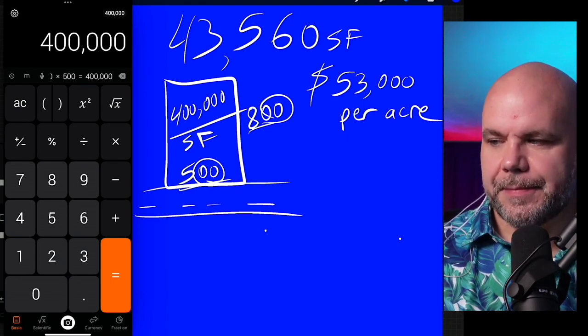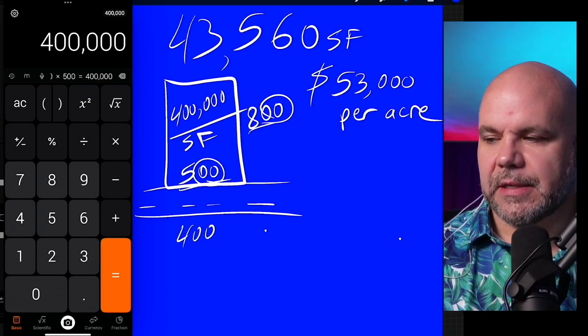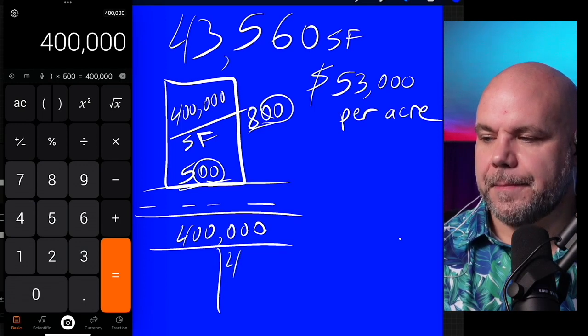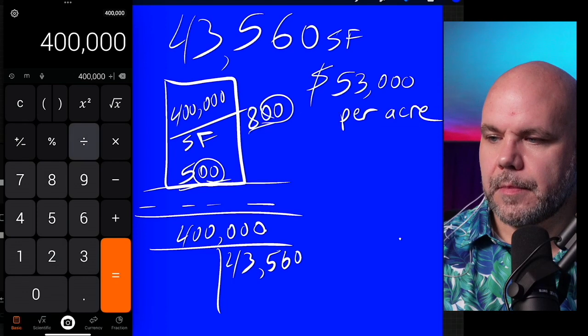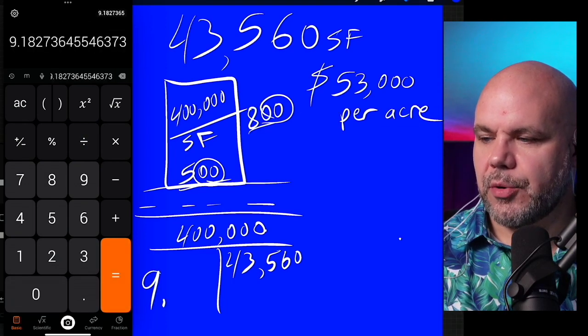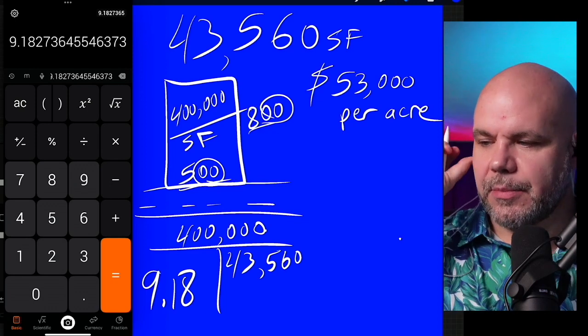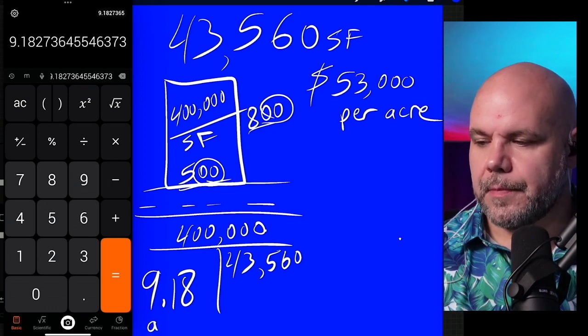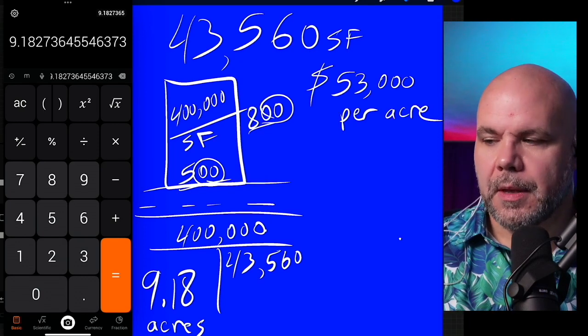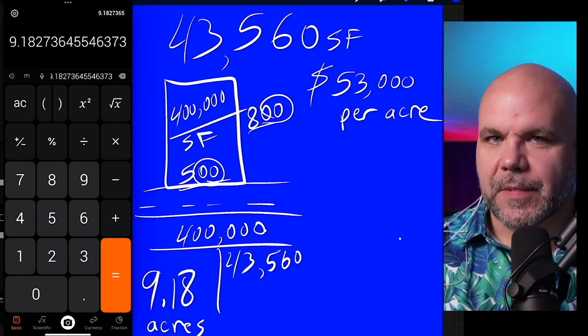400,000 square feet. Now we convert 400,000 square feet into acres, number of acres, by dividing it by 43,560. That gives us 9.18, we'll just call it 9.18 acres. That's how big this lot is. It's going to be a pretty good listing. I hope you get it.